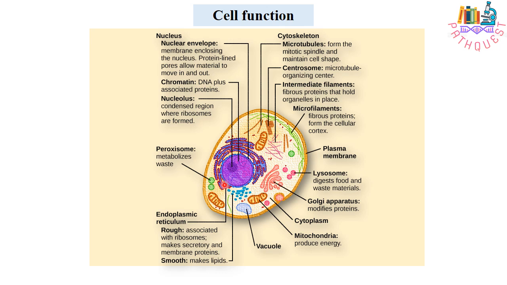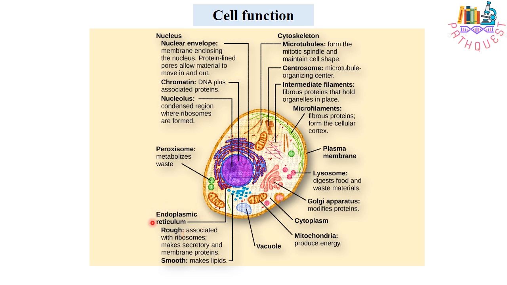If we start from inside, the innermost part is the nucleus with nucleolus. The nucleus is protected by the nuclear envelope. The nucleus contains DNA with associated proteins, and it is mainly responsible for carrying information or codes for normal functioning of the cell. The nucleolus is a condensed region where ribosomes are formed. So what is the role of these ribosomes? They are present on the rough endoplasmic reticulum.